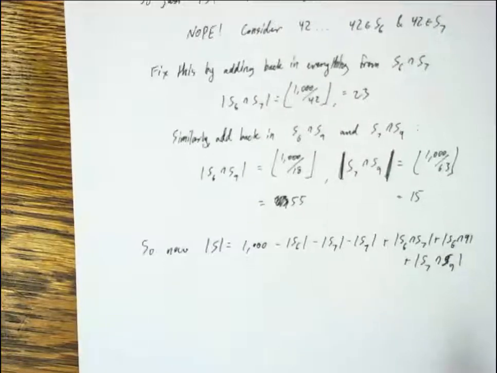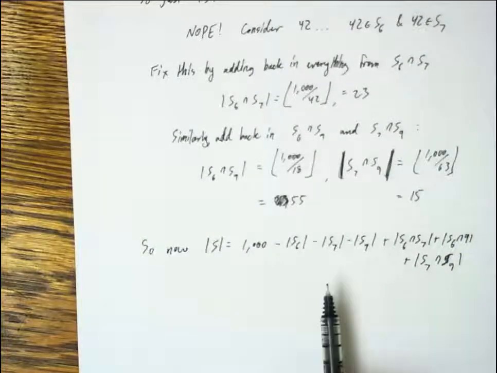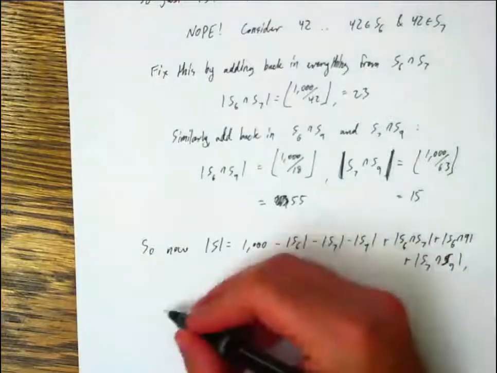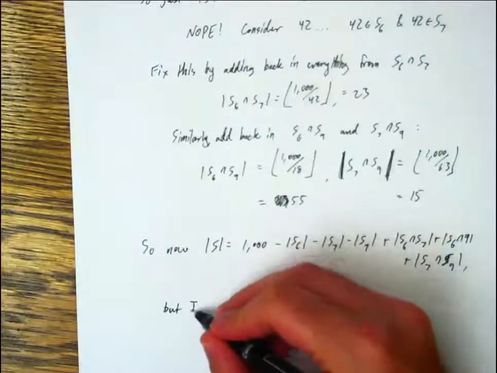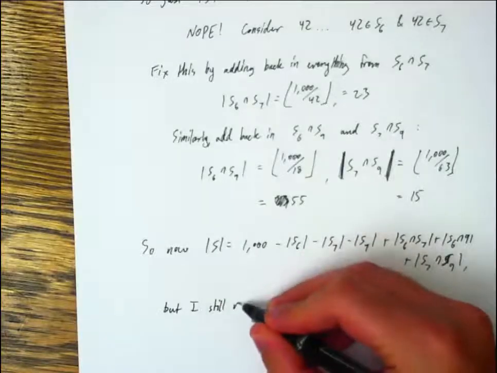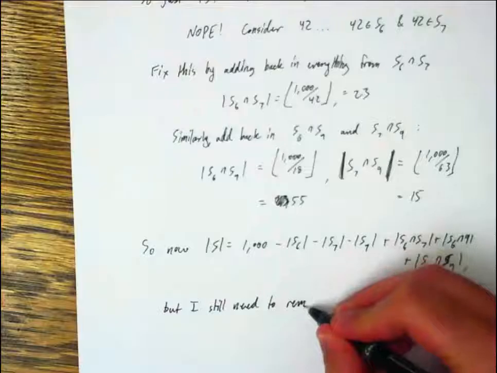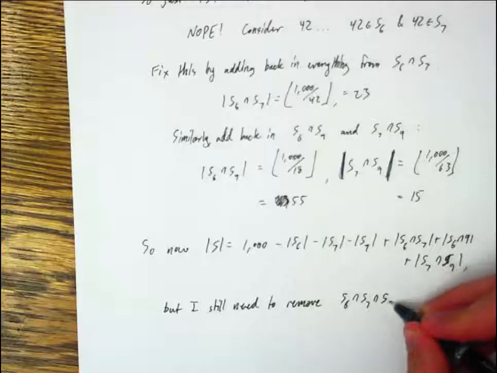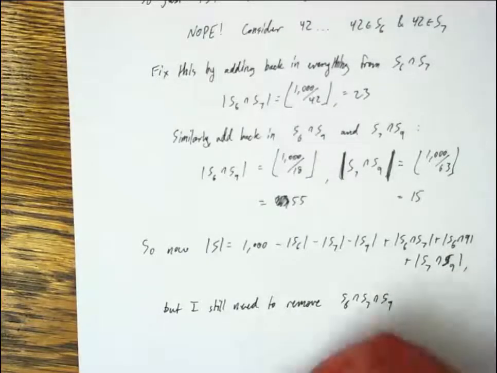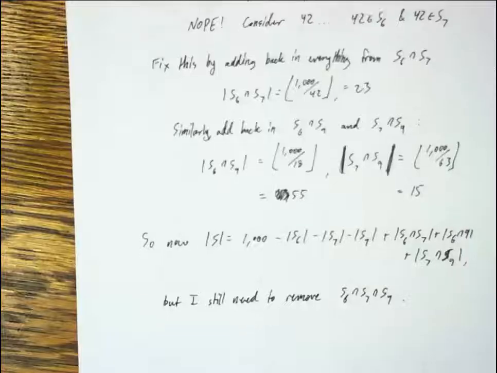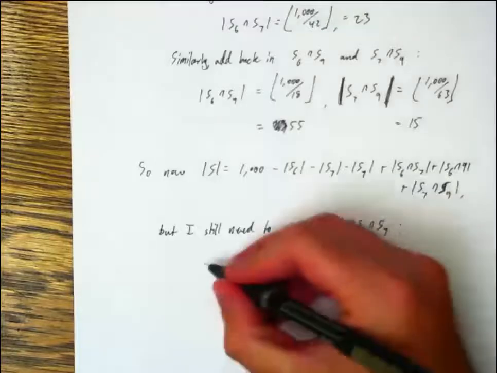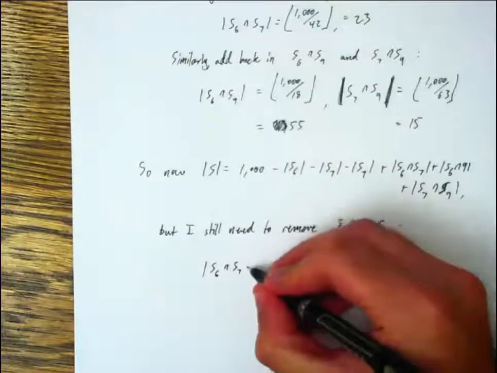Okay, we'll see exactly why that's the case in a second. Let's see. Yeah. I added them back in exactly once too many. But I still need to remove the triple intersection, S1 or 6, 7, and 9. Okay, and I count that one the same way I've been counting the other ones upstairs. And that is S6 intersect S7 intersect S9.